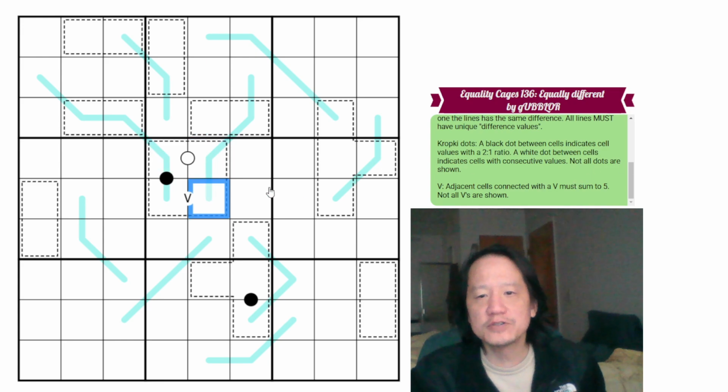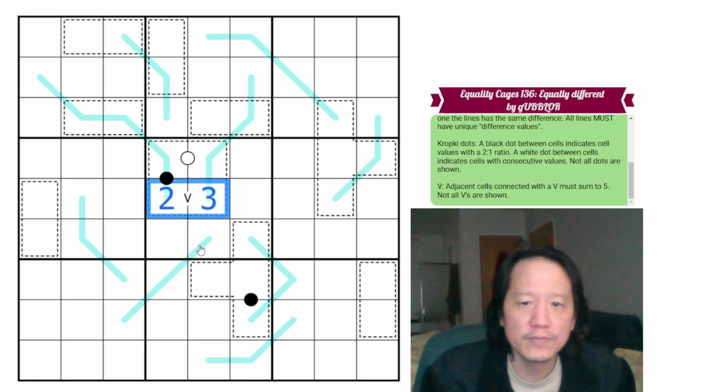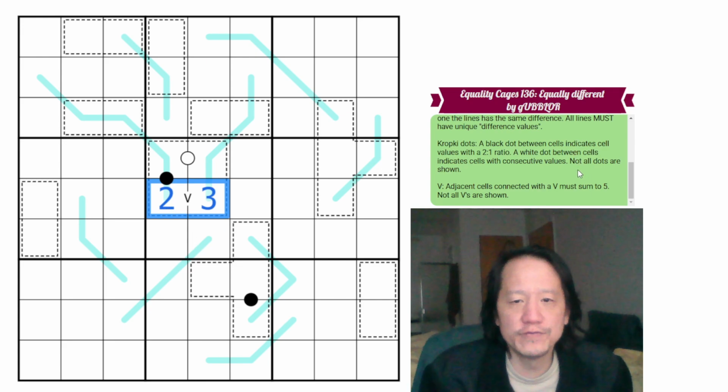V. Adjacent cells connected with a V must sum to 5. Not all V's are shown. So, for example, if this were a 2, this would have to be a 3 to add up to 5. And not all V's are shown. So therefore, there could be multiple cells adding up to 5 throughout the puzzle. We just know specific information about these two cells. And those are all the rules.